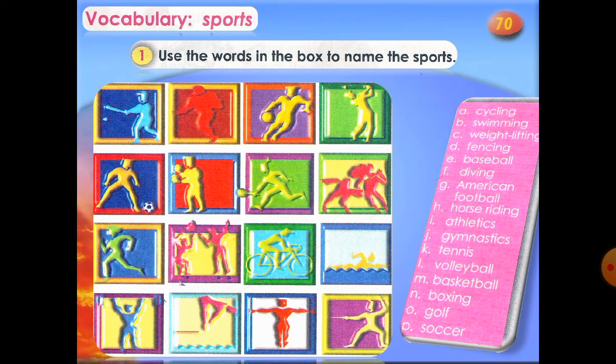Diving. American football again. Horse riding. Athletics. Gymnastics. Tennis. Volleyball. Basketball. Boxing. Golf. Soccer. Remember, we can say also football.